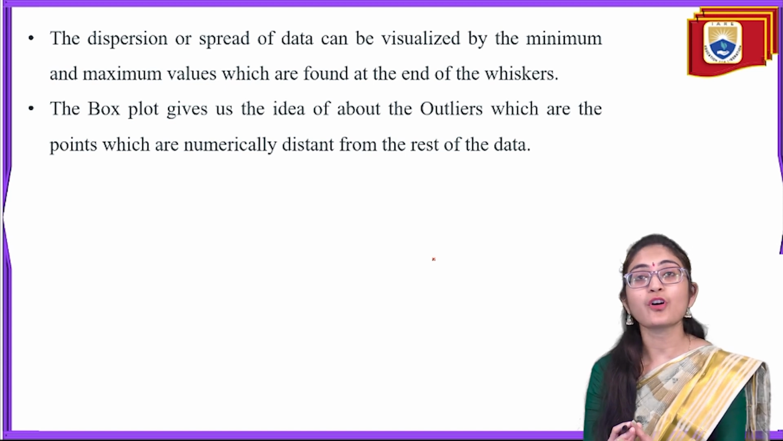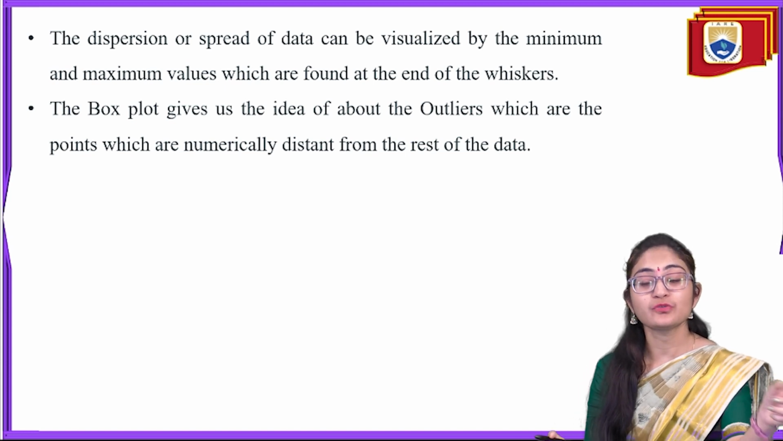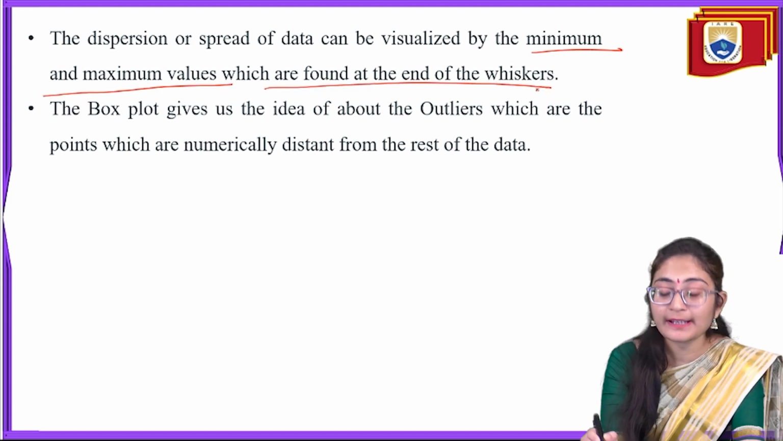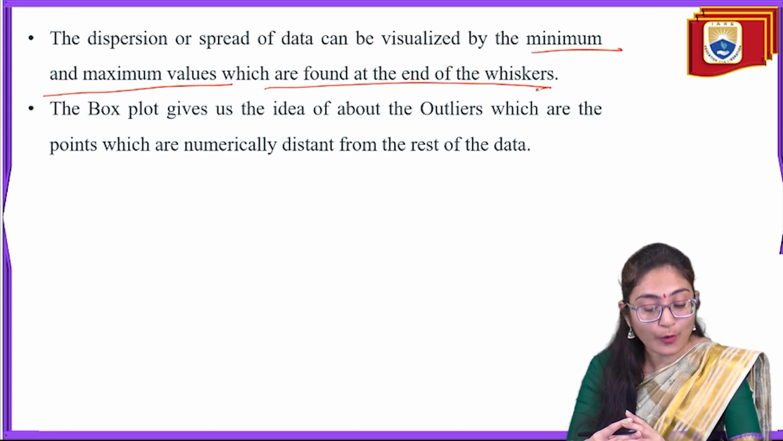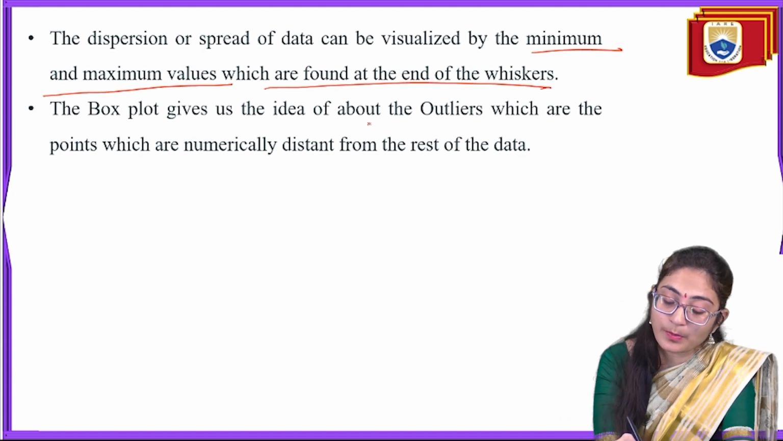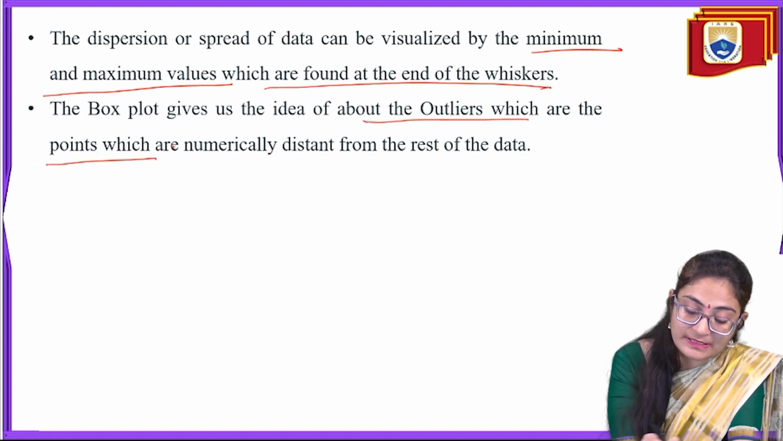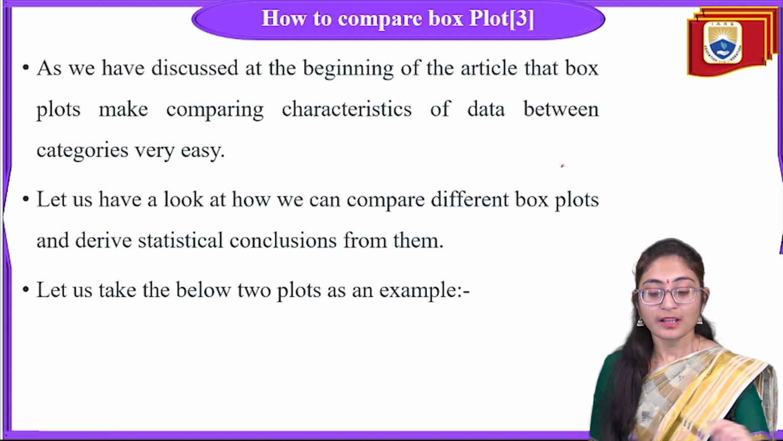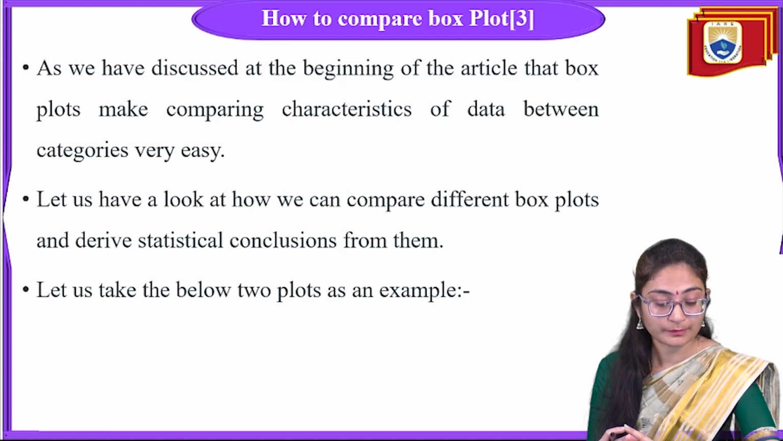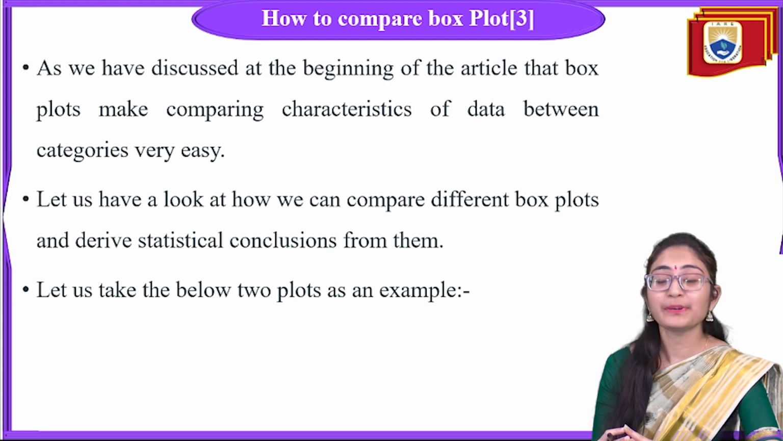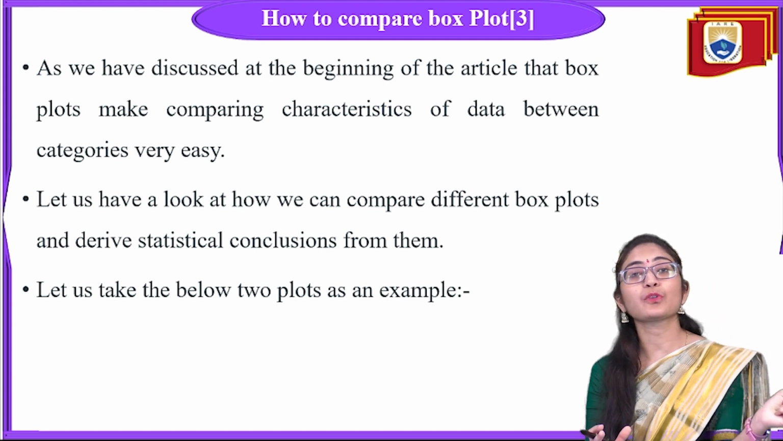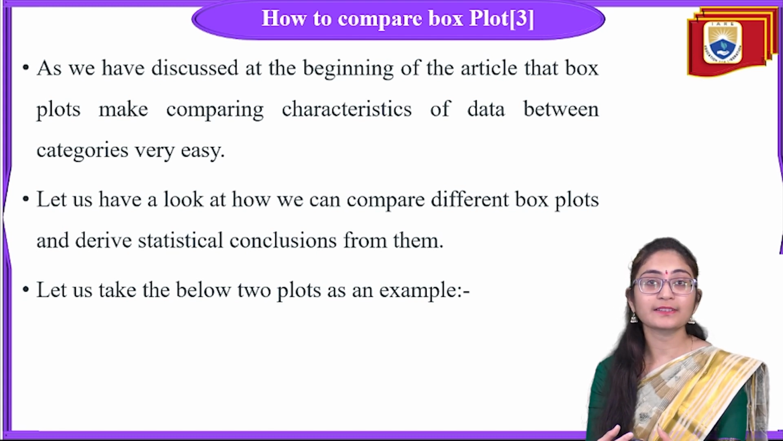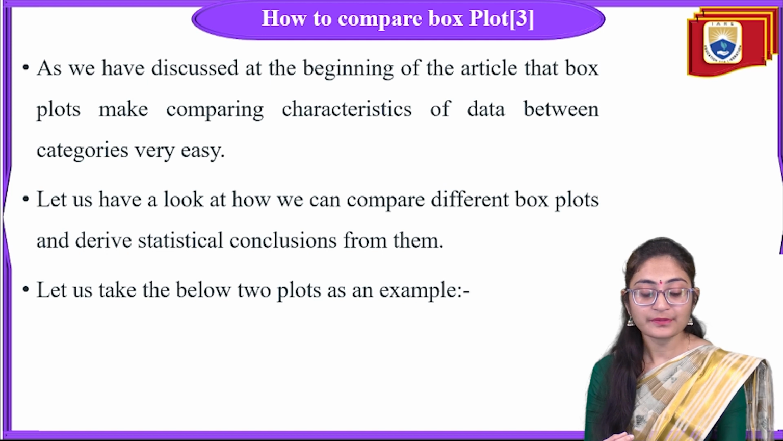Now the dispersion or spread of data can be visualized by the minimum and maximum values, which are found at the end of the whisker. The box plot gives us an idea about the outliers, which are the points that are numerically distant from the rest of the data. Now, how to compare the box plot? As we discussed at the beginning of the article, a box plot makes comparing characteristics of the data between the categories very easy. Let's have a look.